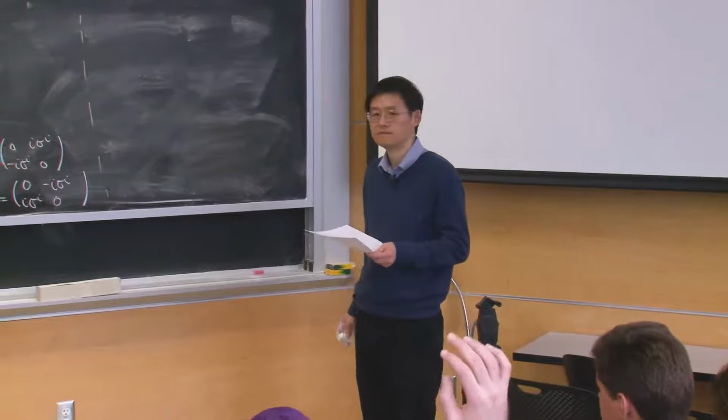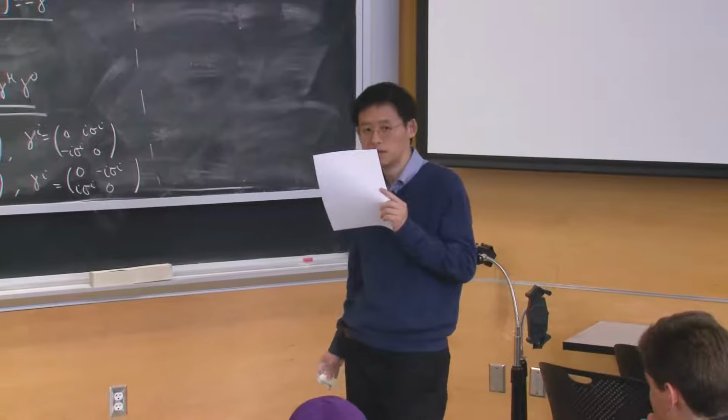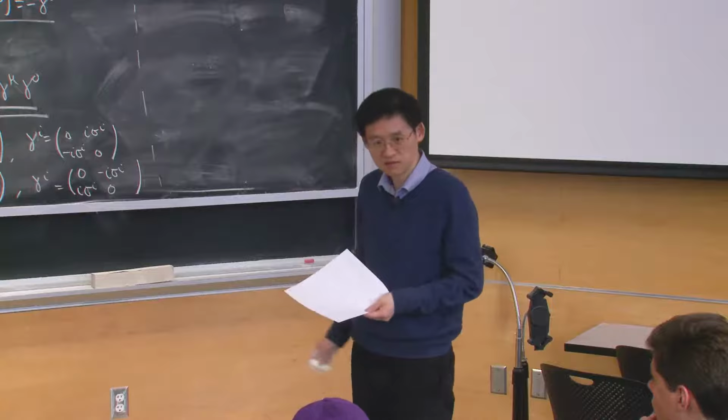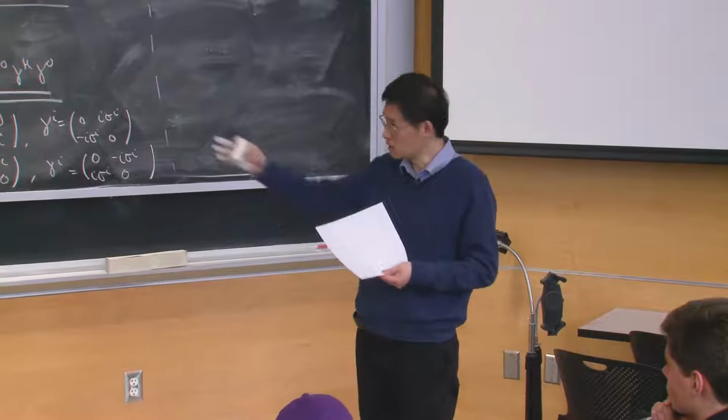Yes. I don't understand what space this psi vector, the four entries, is. Is this a Lorentz four vector? No, it's not a Lorentz four vector. So in what sense is it a vector? How does it transform? Yeah, so this is a new space. We will talk about that. This is called the spinor space.